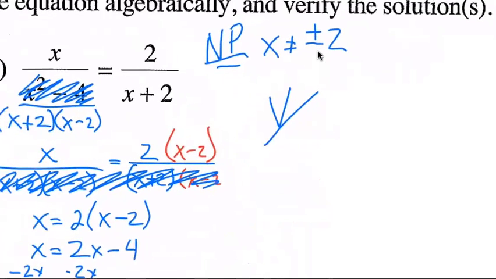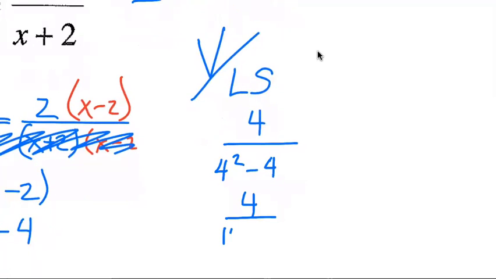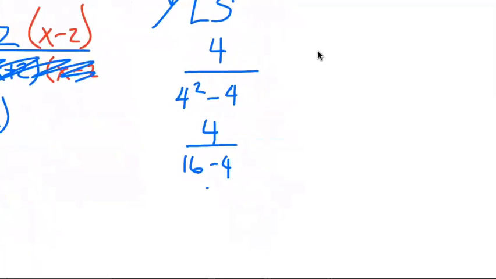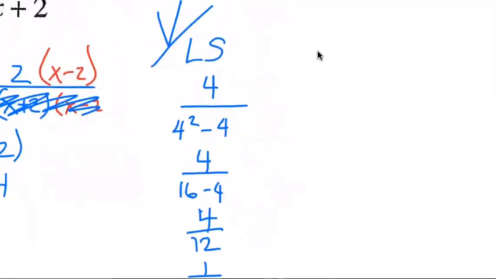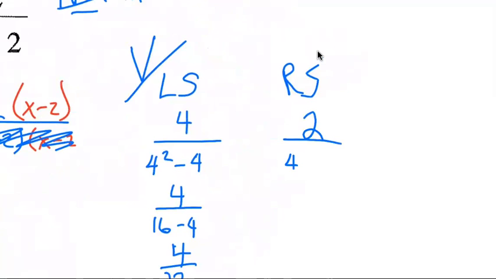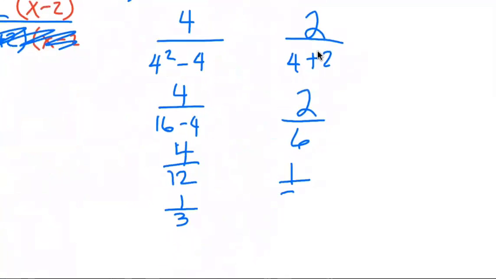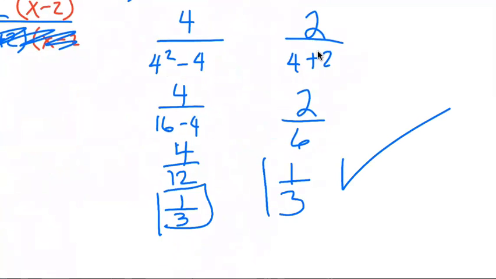So I'm going to look at my left-hand side, which is going to be 4 over 4 squared minus 4, which is equal to 4 over 16 minus 4, which is 4 over 12, which is 1 over 3. And I look at my right-hand side, which is going to be 2 over 4 plus 2, which is 2 over 6, which is 1 over 3. Verified. Left-hand side equals right-hand side.